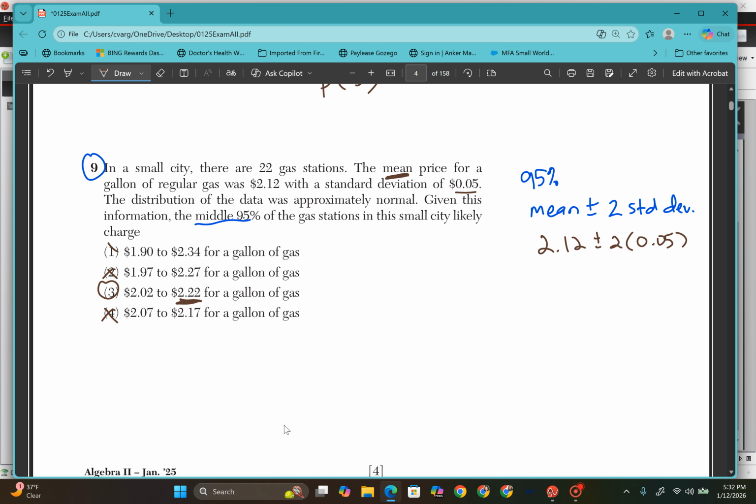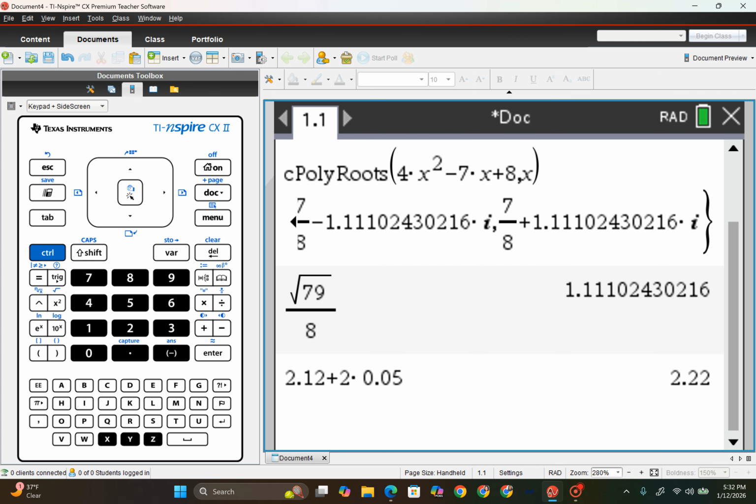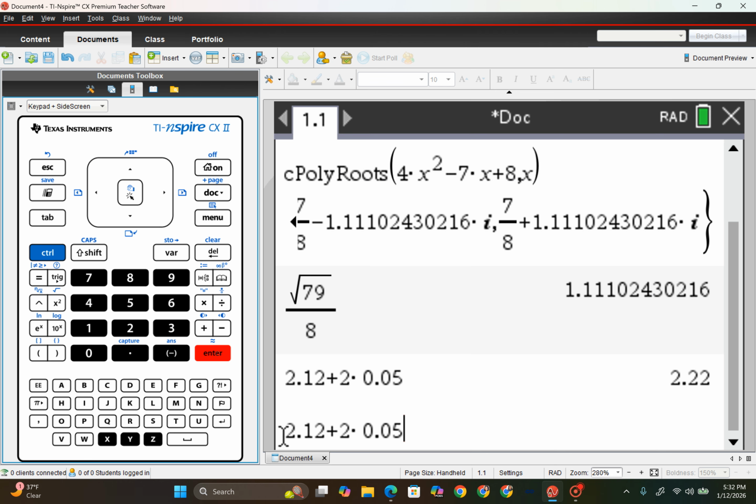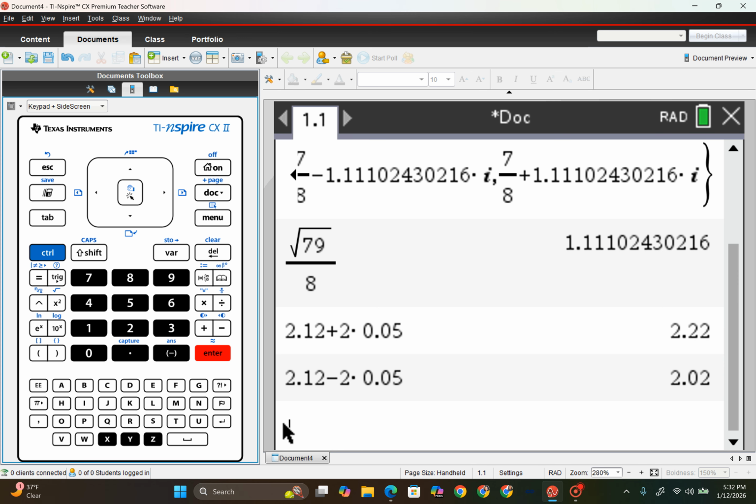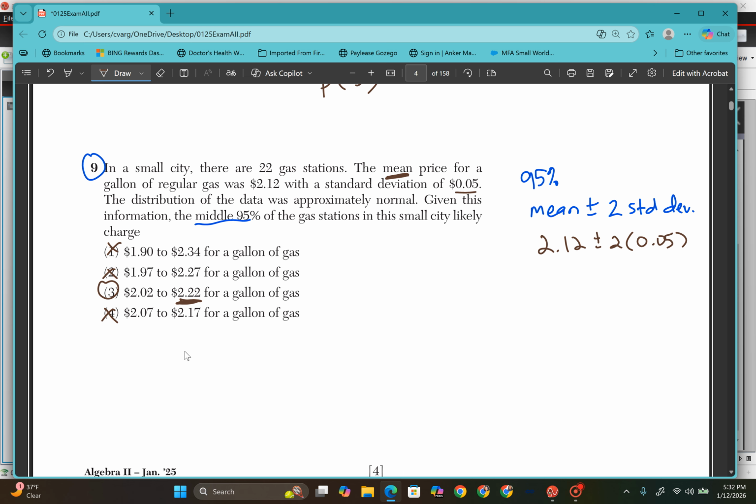But let's check the lower number. So now I go up and I grab this, and instead of the plus, I change that plus to a minus, and then I hit enter and I get 2.02. So the range of numbers is 2.02 to 2.22. Lots of 2's in that question.